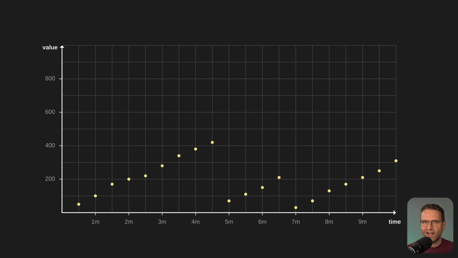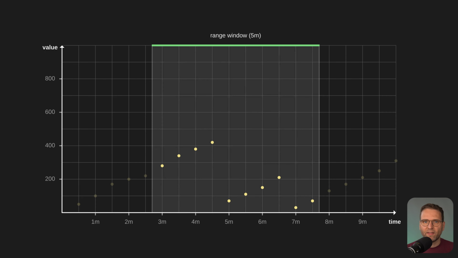Okay, let's first have a detailed look at the rate and increase functions together, since they behave almost exactly the same and only differ in their output unit. Imagine that we have a counter metric with a few resets, and we want to calculate its rate of increase at a single point of time. So we select a 5 minutes range window from it that we feed into either the rate or the increase function. The first question that comes up is how these functions deal with counter resets.